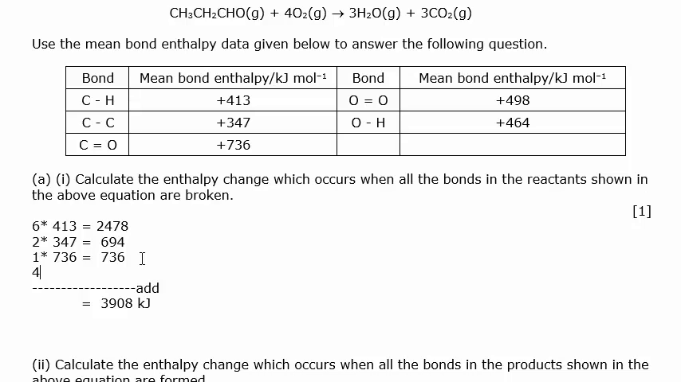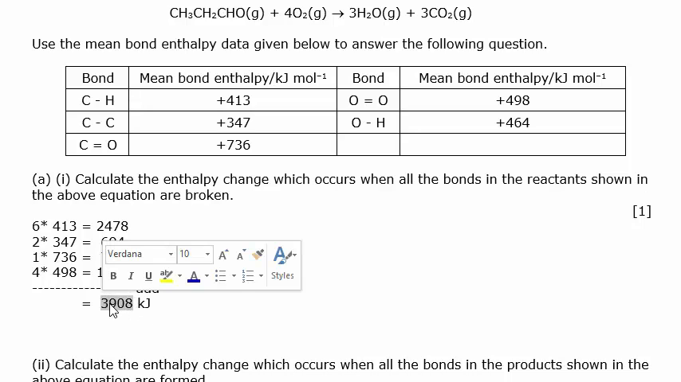4 times 498. This is something that quite often happens. People spend so much time working on the organic bit, they forget that it's reacting with oxygen. So that's wrong. 4 times 498 is 1992. We add them together.